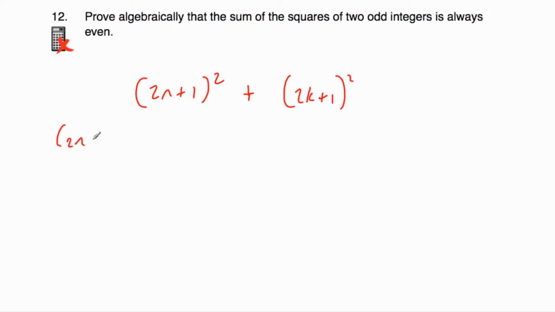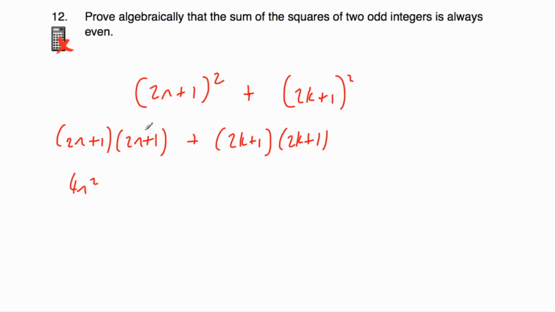So we've got 2n plus 1 multiplied by 2n plus 1. And then we're going to add 2k plus 1 multiplied by 2k plus 1. So 2n times 2n is 4n squared. 2n times 1 is plus 2n. 1 times 2n is plus 2n. And 1 times 1 is equal to 1. So when we simplify that, we get 4n squared plus 4n plus 1.